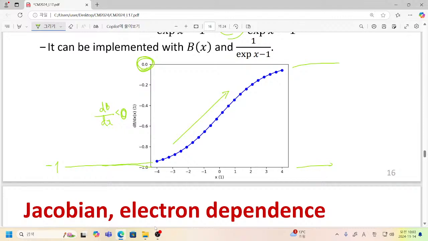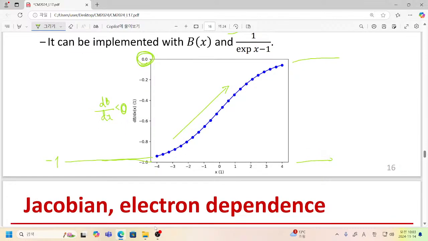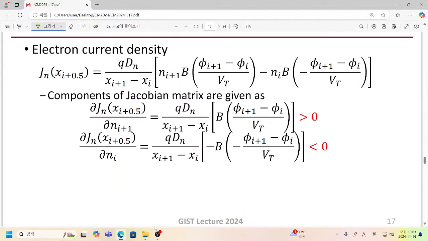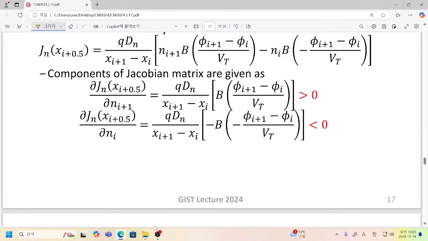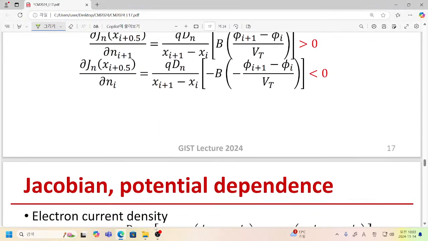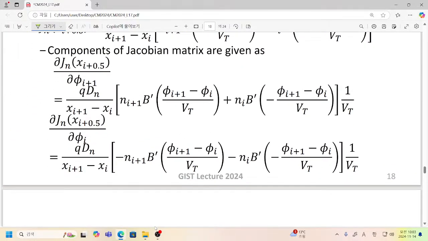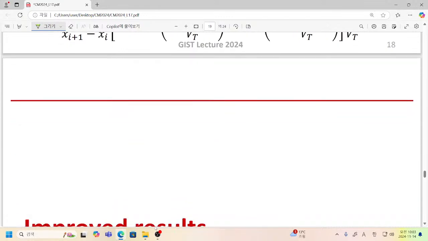Compared with our previous lecture, the actual burden you must pay is the implementation of a Bernoulli function and its derivative. It is newly required to implement your Scharfetter-Gummel scheme. However, except for that, everything is just the same as before. So you can just reuse this Jacobian component. Yes, so you can do it. It's not that difficult.